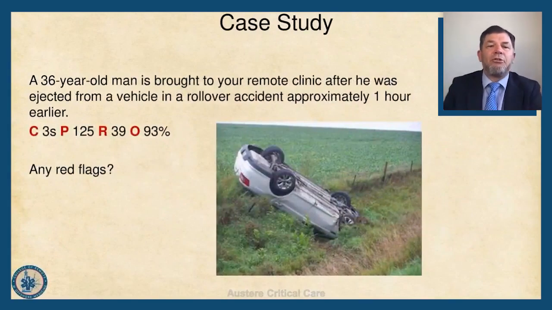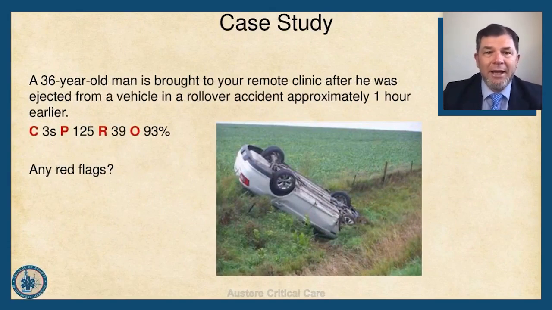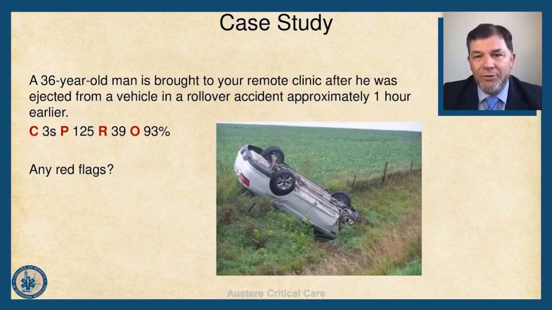Here is a 36-year-old man brought into your remote clinic after he was ejected from a vehicle in a rollover accident. It's about an hour from the time that the vehicle had a rollover to the time they walk through your tent door. So we are looking at basic observations, and CPRO is what we use for initial assessment. It's four variables you can get very quickly with just a pulse oximeter. We'll talk about this. These four things, the CPRO, you need to get very, very quickly.